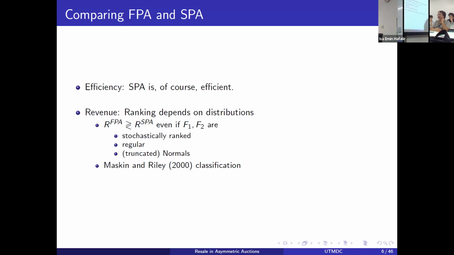So in a first price auction, in the main model, we are going to assume that only the winning bid is announced and the losing bid is not announced. But in a second price auction, the price is the second highest bid, which in this environment is the losing bid. So in a second price auction, naturally, the losing bid is announced because of the price information.